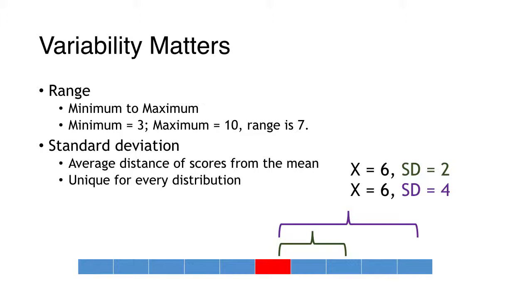So if you look at the green line, if I know that my standard deviation is 2, then the average distance of my scores from the mean is tight. You can picture it in your mind. But if I have a standard deviation of 4, which I've represented in purple there, then that's telling you that the scores are spread much wider, and the average distance from the mean to every score is much wider.